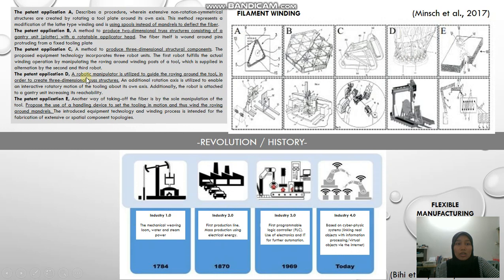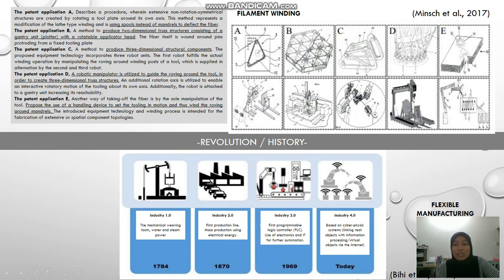And then next is application D. A robotic manipulator is utilized to guide the roving ground tool in order to create a three-dimensional truss structure. And then last but not least is pattern application E, which proposes the use of a handling device to set the tooling in motion and wind the roving around mandrels.